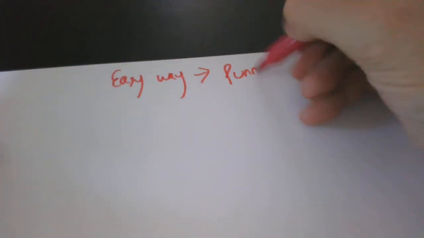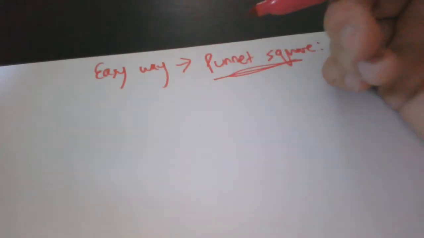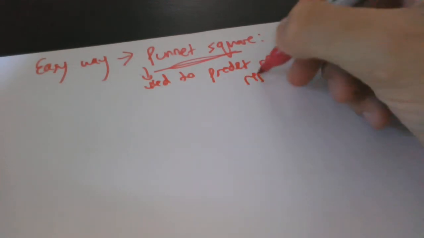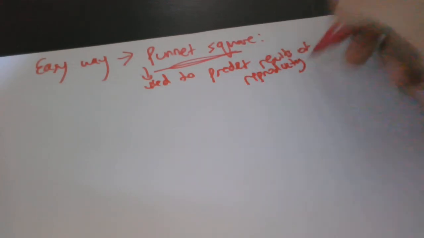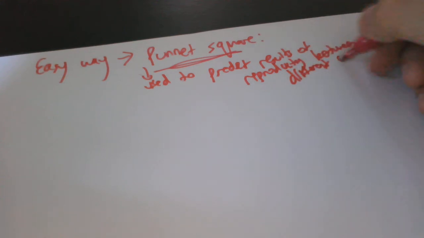Okay, an easy way is by using a Punnett square. Here's how it looks. Okay, it can be used to predict the results of reproducing between different organisms, right? Okay, this can apply for humans, for peas, doesn't really matter. But it applies to everything pretty much.